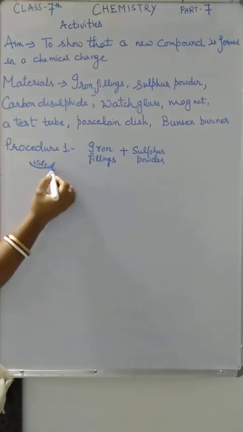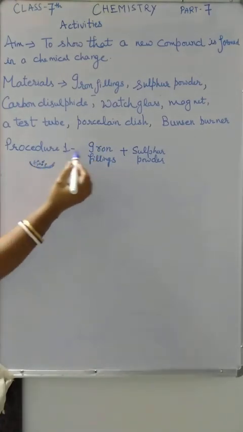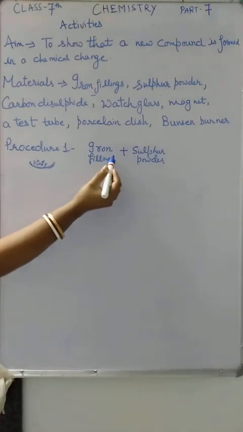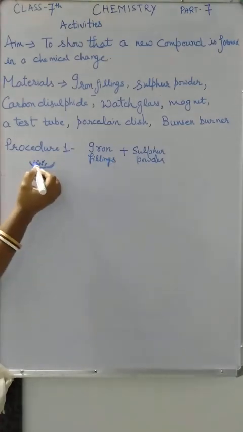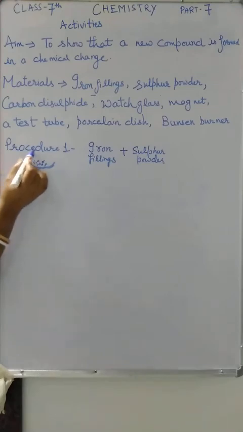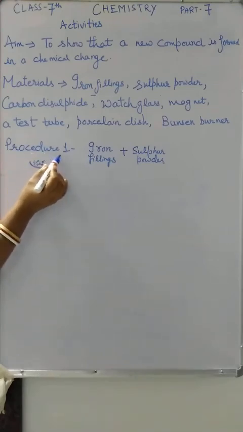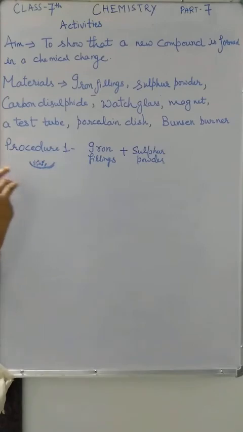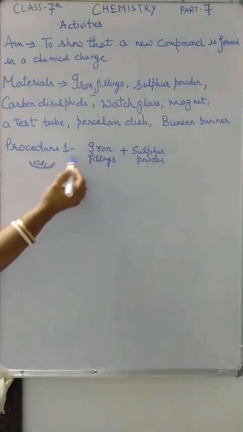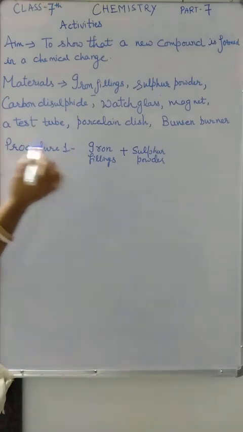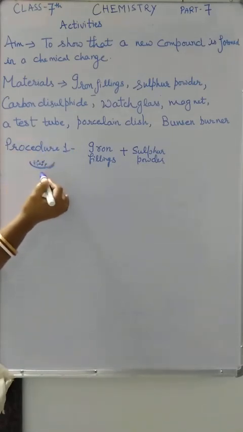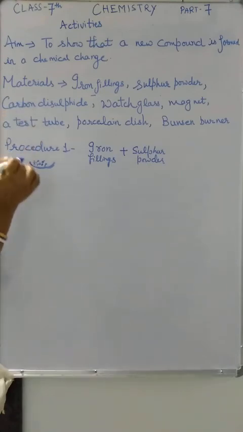So after we mix these two substances, we can see that from this mixture the iron filings are attracted towards the magnet, but the sulfur powder is not. It means that the iron filings are not losing their property. The same property is there, no new substance. So this is your first procedure. Now procedure number 2.